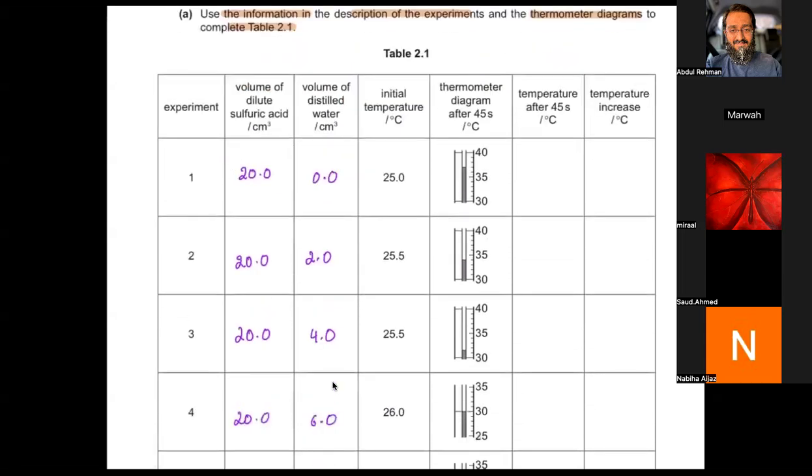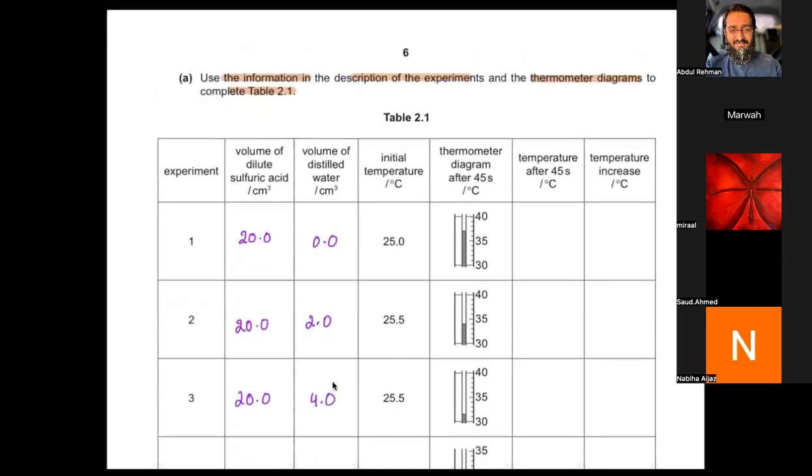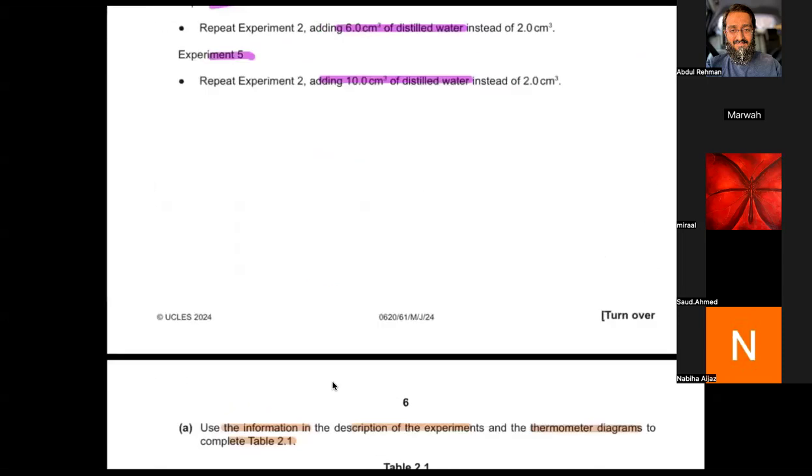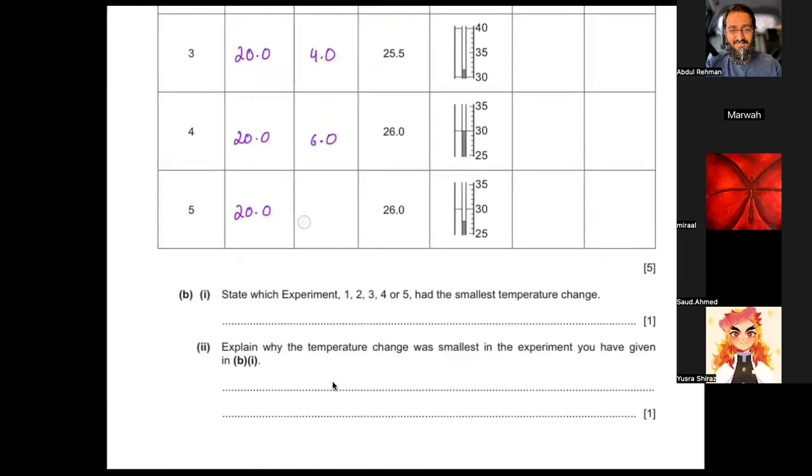Now in experiment 4, we have used 20 centimeter cube of sulfuric acid and 6 centimeter cube of water. And in experiment 5, we again use the same volume, that is 20 centimeter cube of sulfuric acid, and now we have used 10 centimeter cube of distilled water. Till here, is this clear to all of you? Yes, sir.